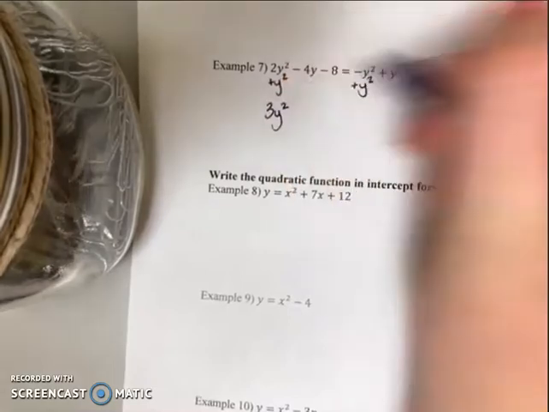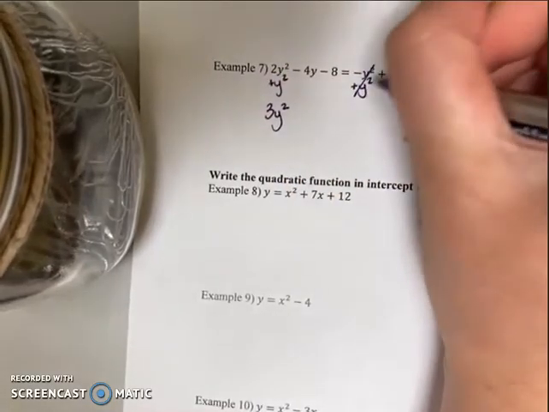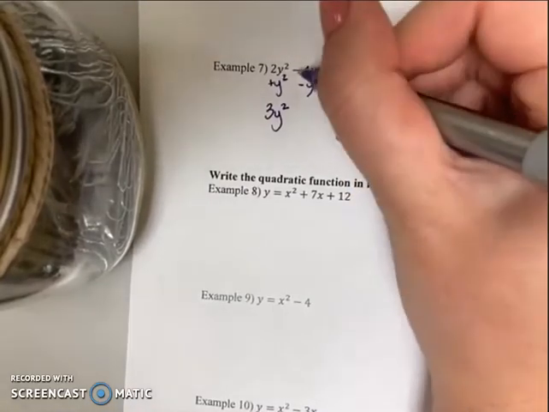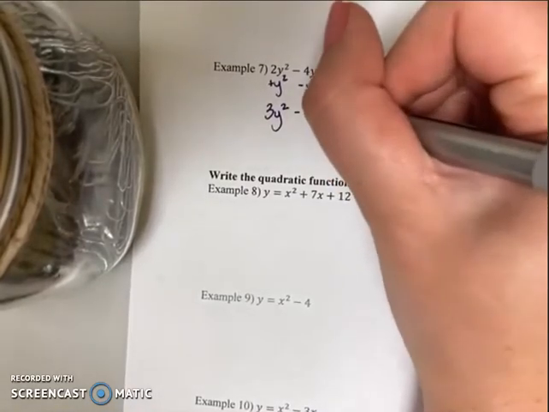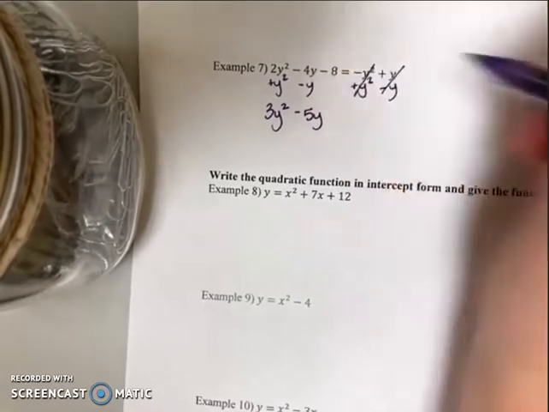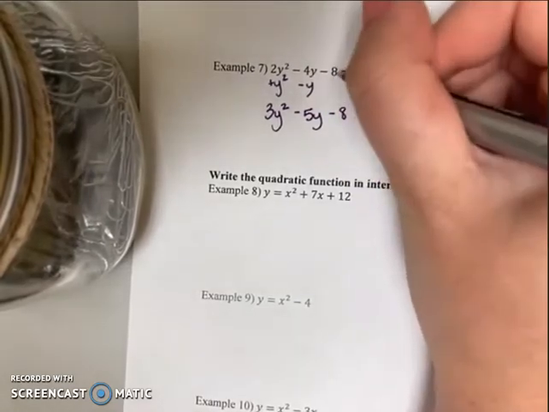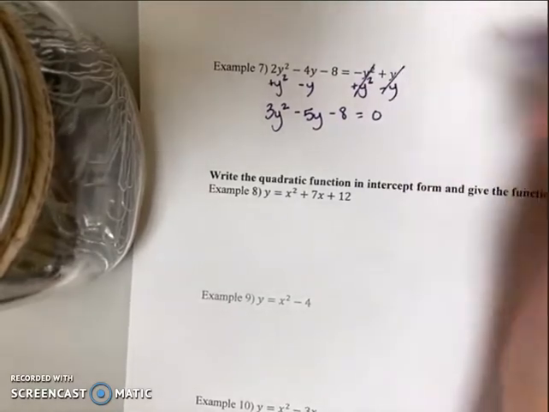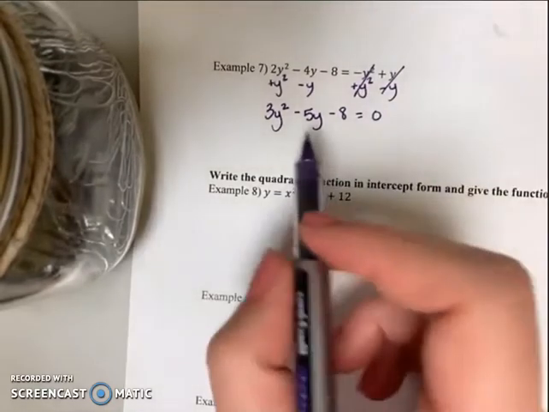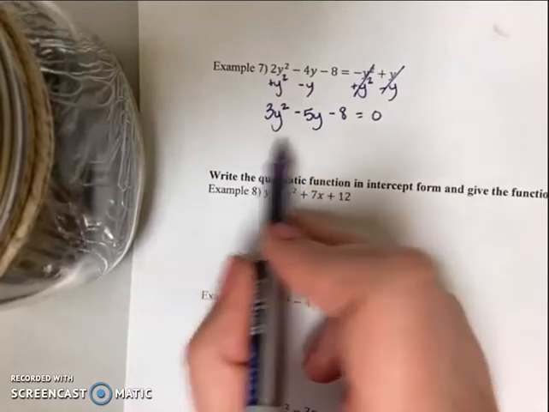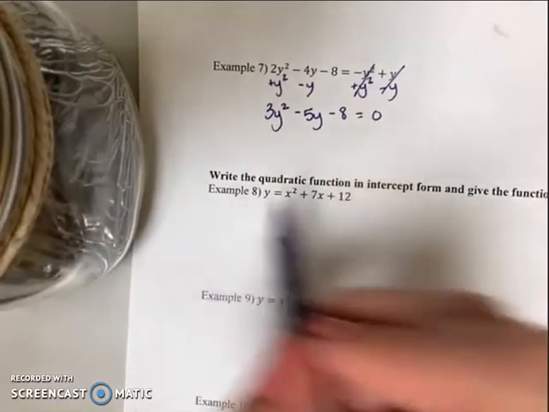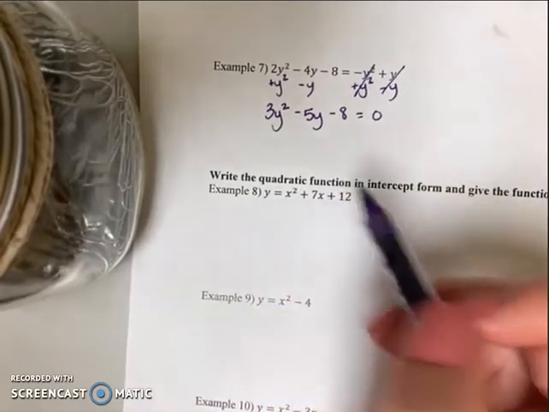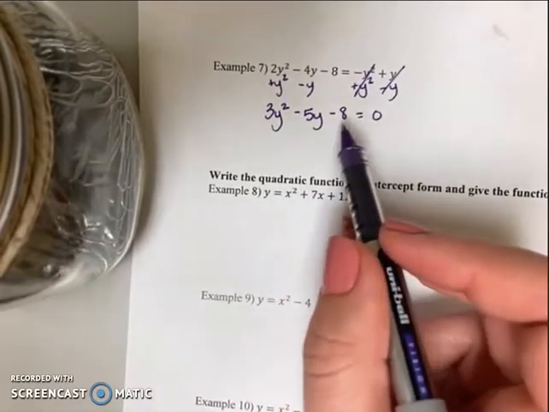So I have 3y squared. That cancels out. I also need to move the y over. So negative 4y minus y is negative 5y. And then minus 8, because I can't forget about that number there, equals 0, because I removed everything from this side. Check and make sure that there's no GCF, and there is not. So what I need to do now is go ahead and factor.